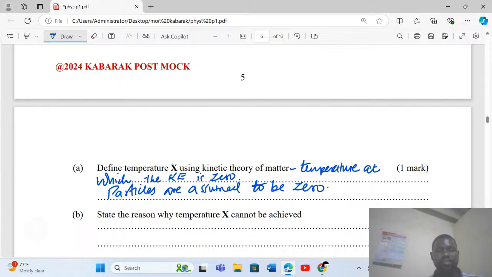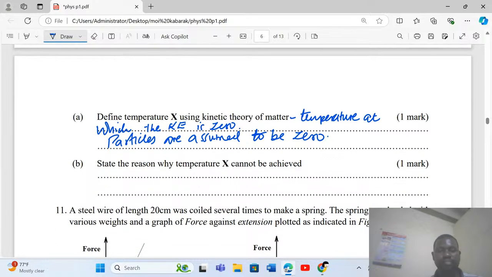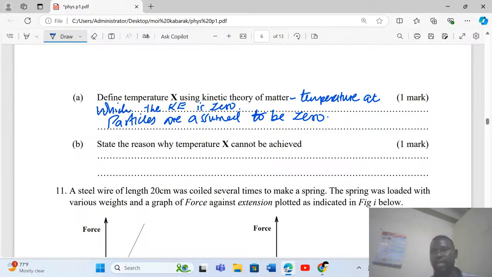Give the reason why temperature X cannot be achieved. Remember, this is just for an ideal gas. Then the gas will be highly squeezed. But if you look at the pressure there, the pressure will be very low. Then it is for an ideal gas. It is for an ideal gas only.